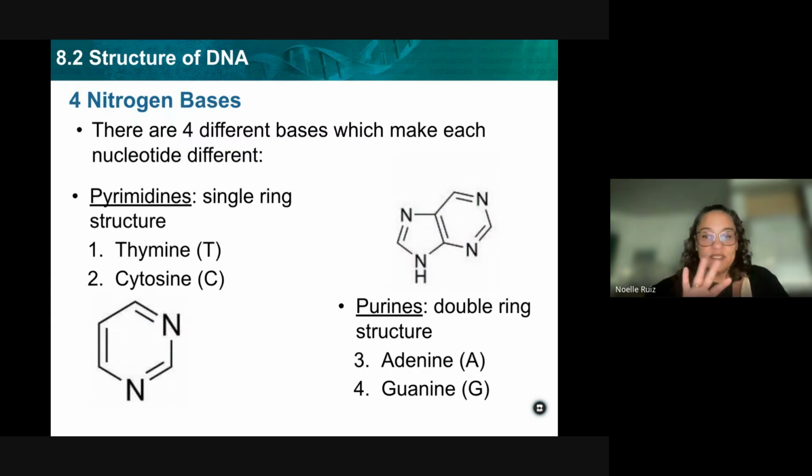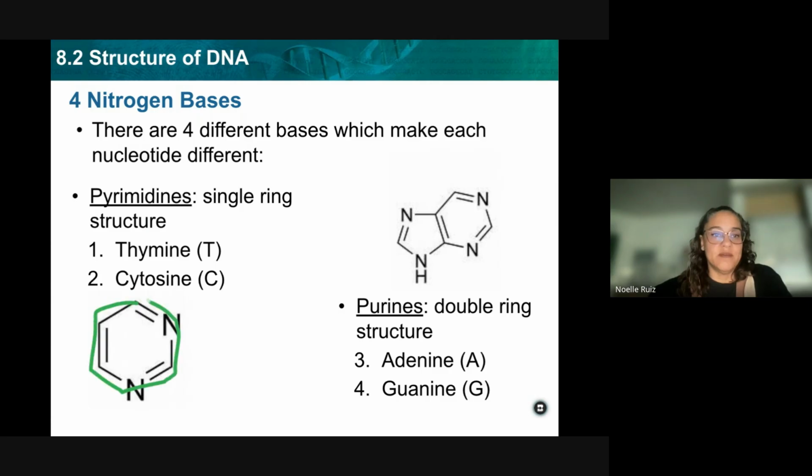There are 4 different nitrogen-containing bases. The sugar is always deoxyribose, always the same. The phosphate is always the same. But for the nitrogen-containing base, there are 4 different versions in DNA. 2 of them are called pyrimidines, and they have a single ring structure. In organic chemistry, this is called a carbon ring, and each corner is made of carbon, but they don't show you that here. The 2 pyrimidines are called thymine and cytosine, which we abbreviate to T and C.